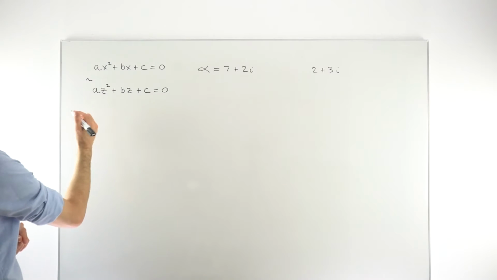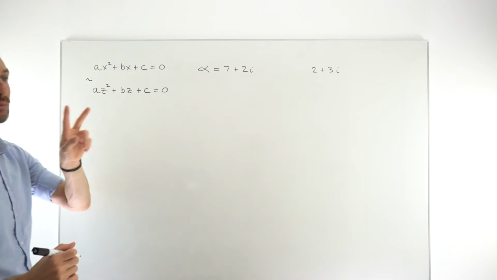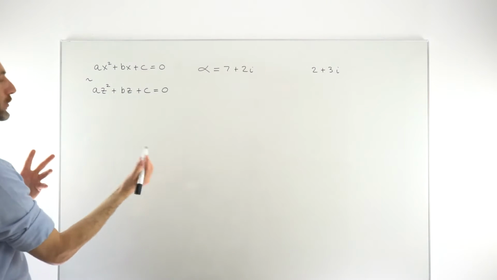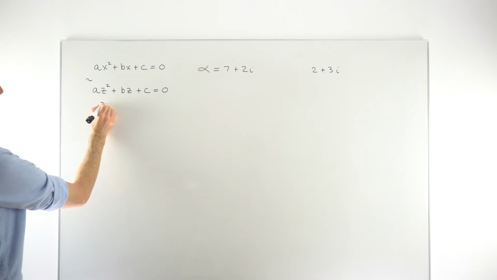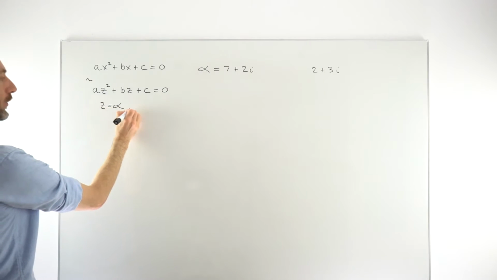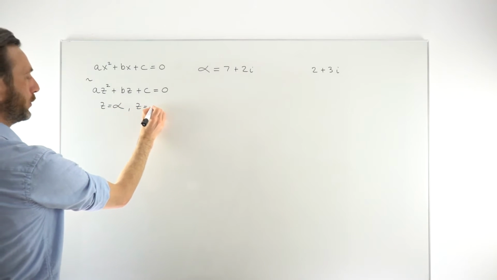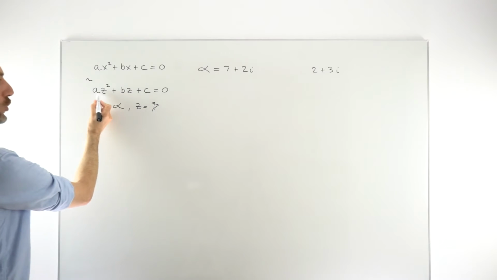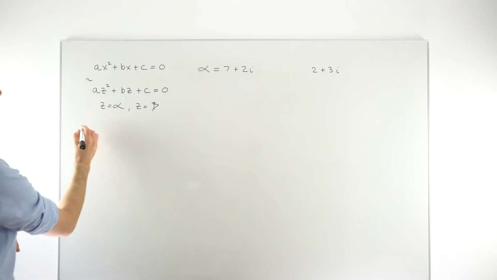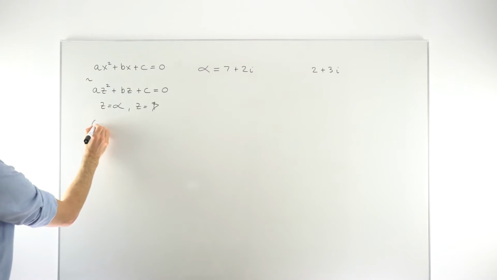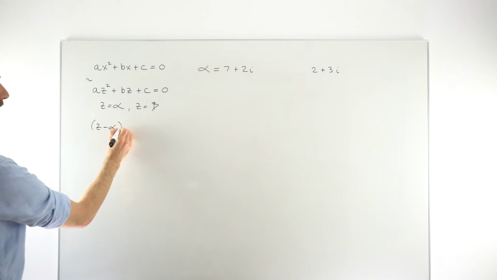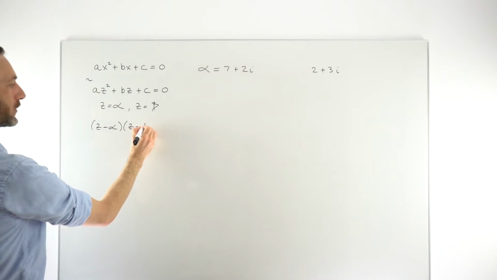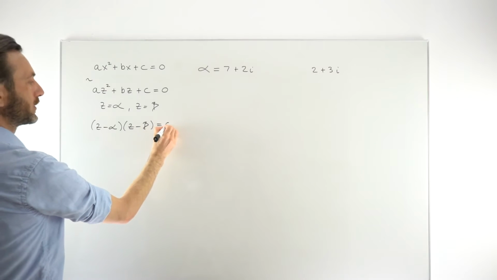This can still only have a maximum of two complex solutions. If you get those two solutions and they come out to be, let's say, z equals alpha and z equals beta, then we can write our original equation in a factorized form. The factorized form would look like z minus alpha, and then z minus beta, equals 0.